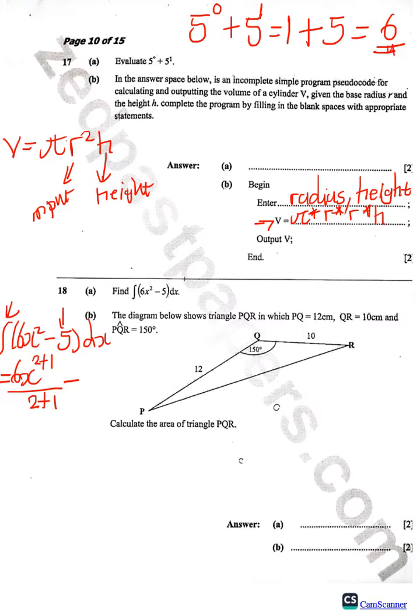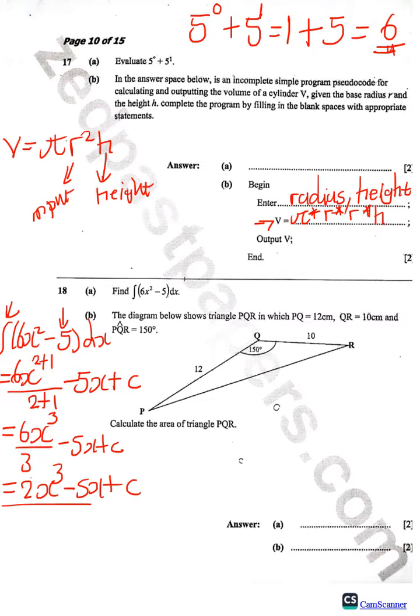Then here we can see that we have the constant number. Whenever we have a constant number, you add an x to it. So this becomes 5x, then plus a constant c. Then let's simplify it. So we are going to have 6x raised to the power 3 over 2 plus 1 is 3 minus 5x plus c. So we can divide 3 into 6, which is 2x raised to the power 3 minus 5x plus c. So this is how we can integrate a problem like this one.